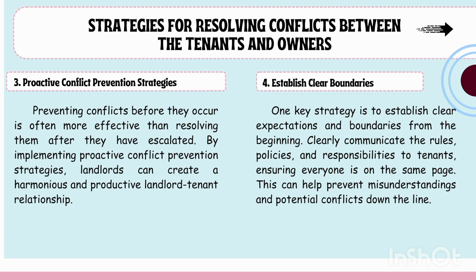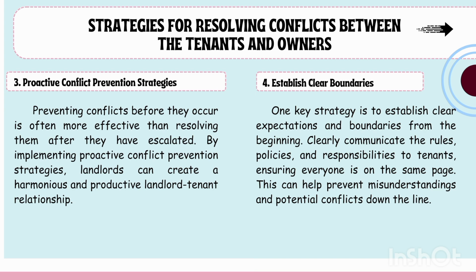Third is proactive conflict prevention strategies. Preventing conflicts before they occur is often more effective than resolving them after they have escalated. By implementing proactive conflict prevention strategies, landlords can create a harmonious and productive landlord-tenant relationship. So this means that it's better to stop conflicts from happening in the first place rather than dealing with them once they get worse. Landlords can achieve this by putting in place strategies to prevent conflicts before they arise, leading to a smoother and more positive relationship with their tenants.